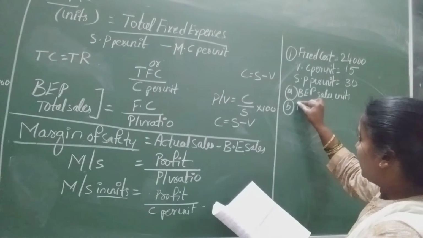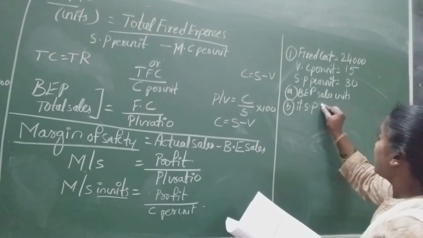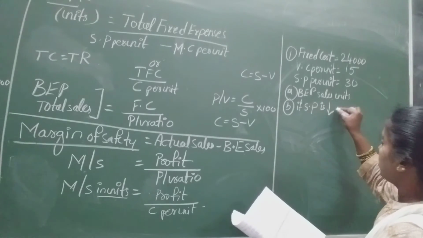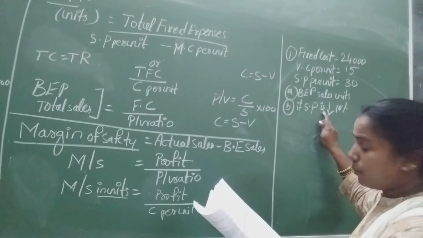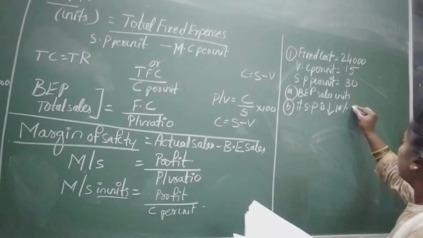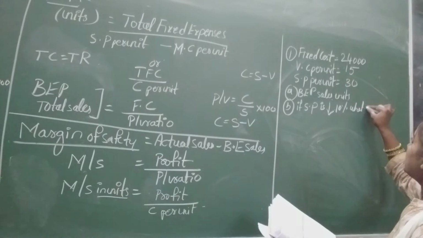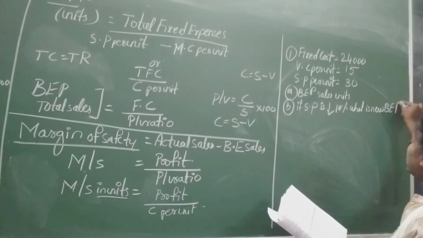If the selling price is reduced by 10%, what is the new break-even point? What is the new BEP he is asking us. So two things are there in the question.